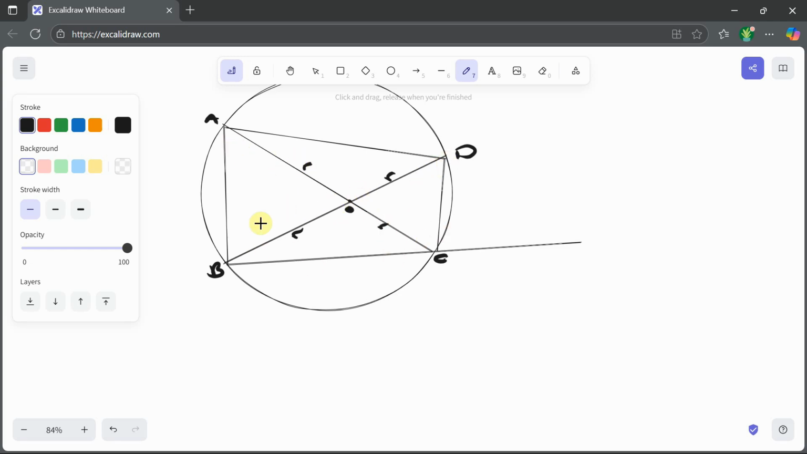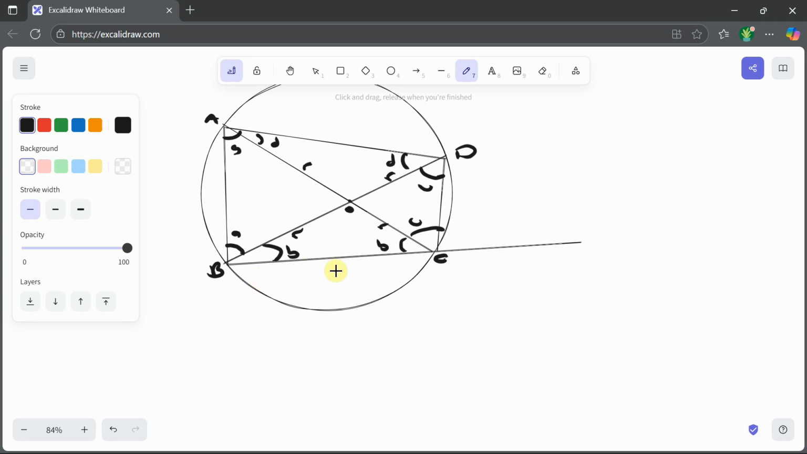So these two sides are equal, meaning that these two angles will be equal. So if this is A, this side there will be B, this side there will be C, this side there will be D.